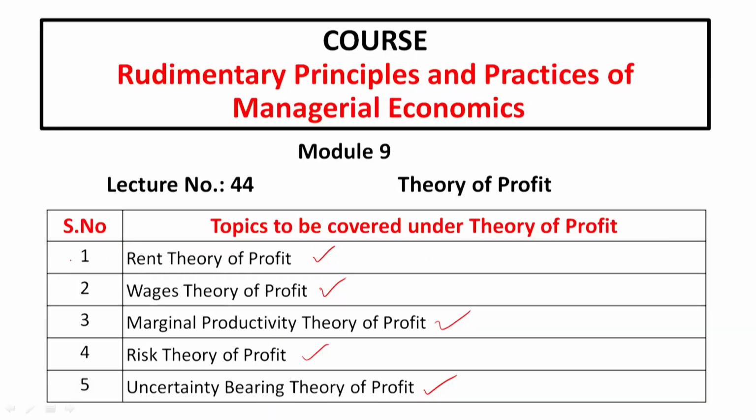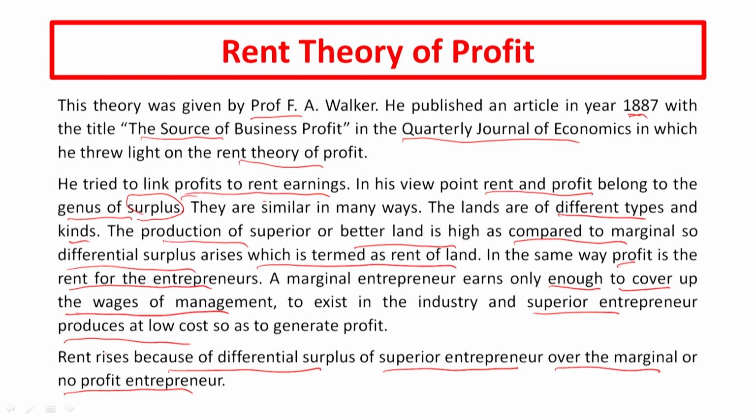Now I'll just be providing the gist of what we have discussed. We discussed here the rent theory, the wages theory, the marginal productivity theory, the risk theory, and the uncertainty bearing theory. The rent theory was given by Walker, in which we tried to establish a relationship between rent and profit. In here we talked about the concept of superior land or marginal land. In the same way we talked about the superior entrepreneur and the marginal entrepreneur. This was given by Walker.